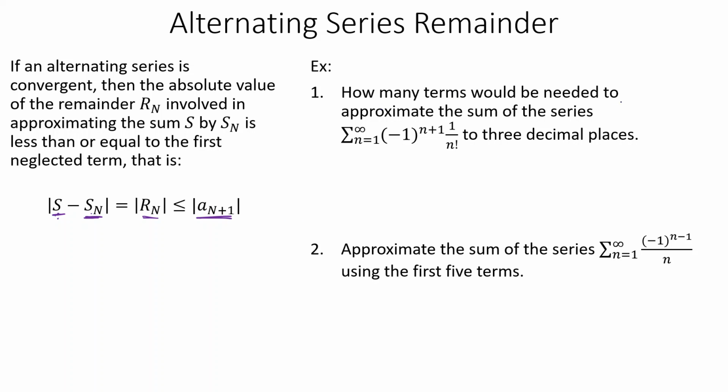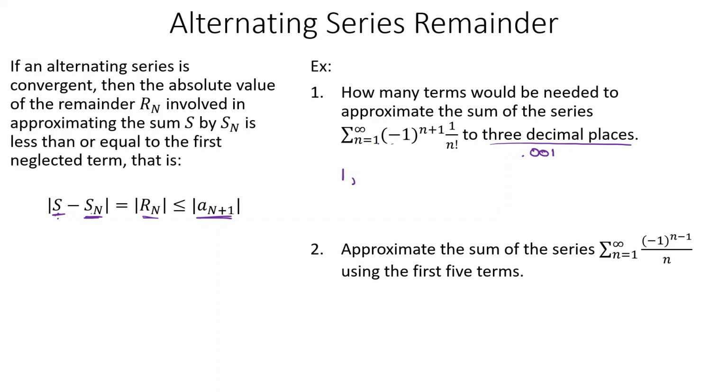So how many terms would be needed to approximate the sum of the series (-1) to the n plus 1 over n factorial to 3 decimal places? So that'd be 0.001. We want to be correct in our sum. All right, well, we could take a look at this. If we plug in 1, we'll get (-1) squared, and we'll have 1 over 1 factorial, which is just 1 for our first term.